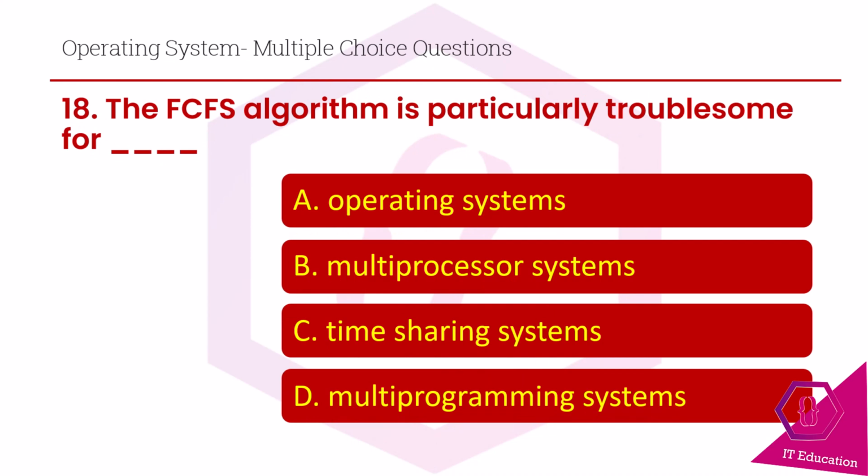The next question is the first come first serve algorithm is particularly troublesome for option A operating systems, option B multiprocess system, option C time sharing system, option D multiprogramming system. The first come first serve algorithm is particularly troublesome for the right answer is option C, time sharing systems.